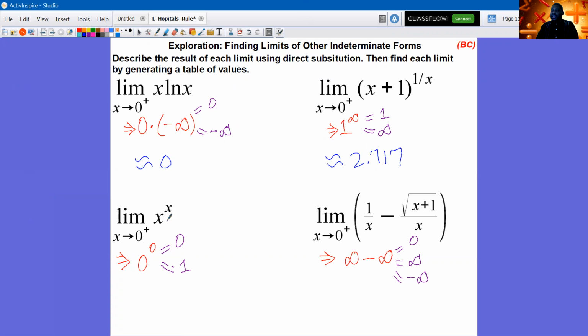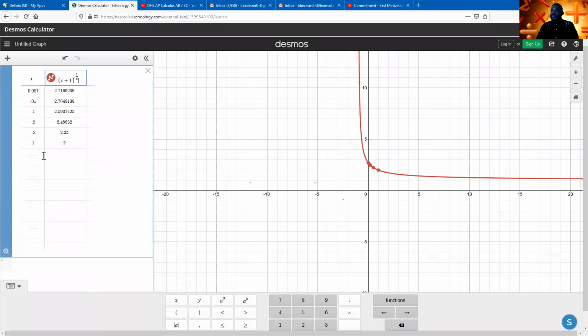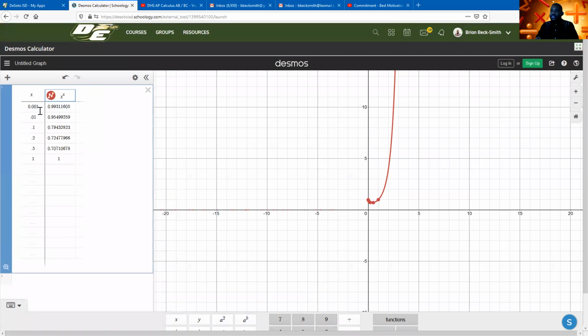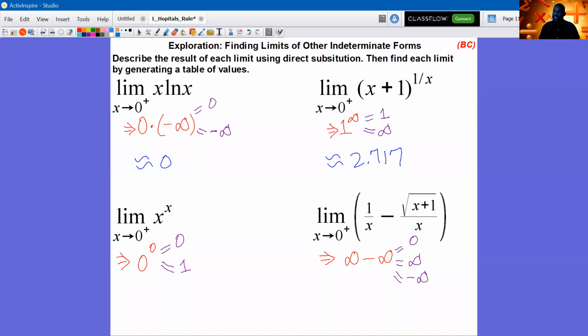Now I'm going to take a look at x to the power of x and find out what the limit is as x approaches 0 from the right. So again, as I go back up in my table, closer and closer to 0, okay? It looks like my y values are getting closer and closer to about 1. About 1. So I would guess my limit would be approximately 1.